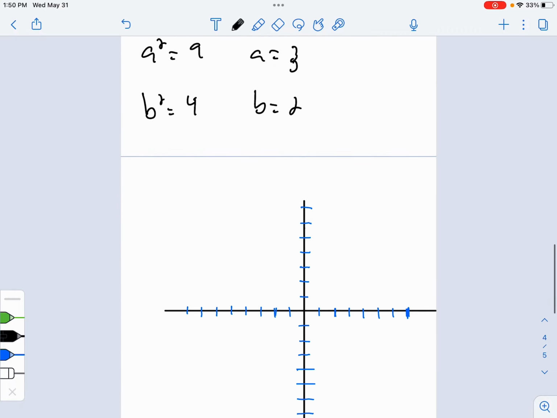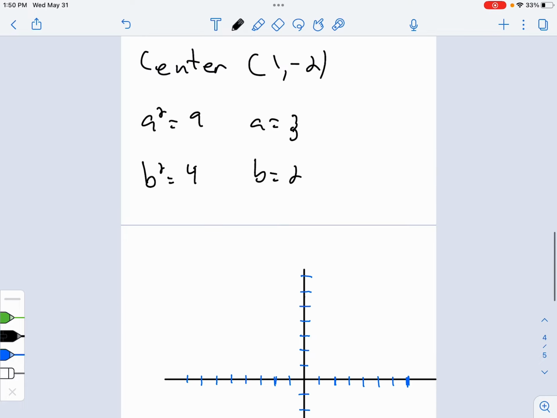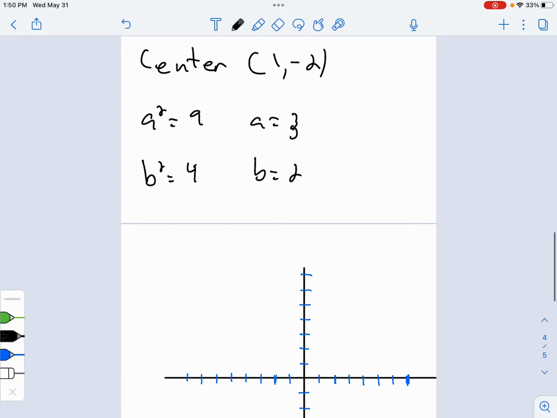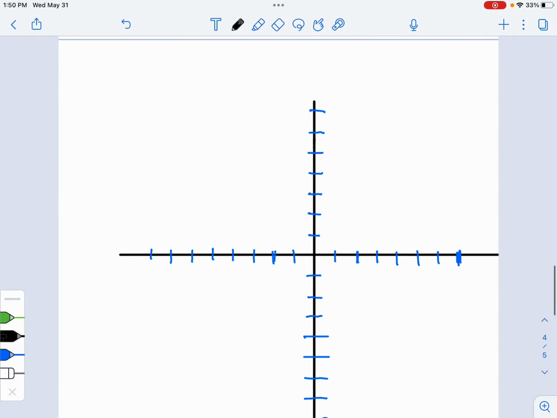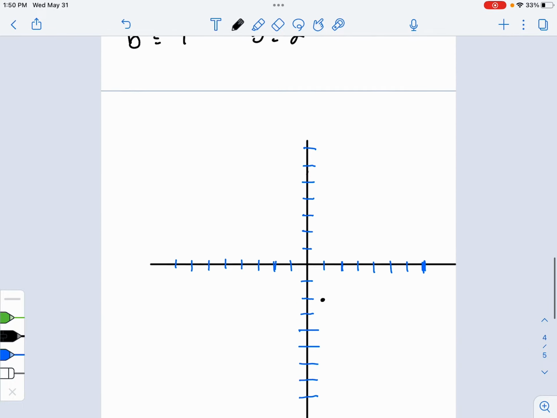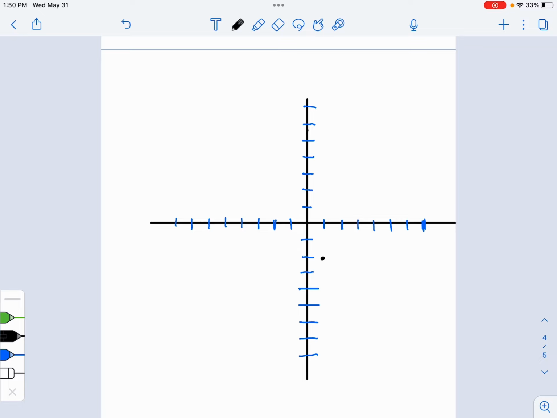And if you go down here to my xy axis that I drew, I have (1, −2) as my center. So I'm going to go ahead and go where that's at, which would be right here. And then here's what you do. I'm going to start with a equals 3. That's telling you you're going to go 3 units horizontally in each direction. So 1, 2, 3. You will land at these 2 points right here.